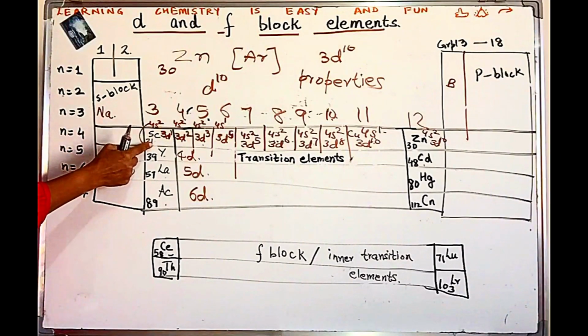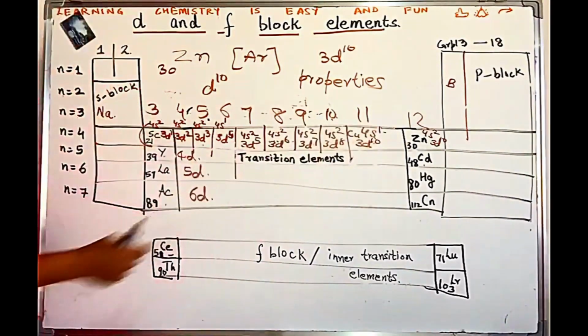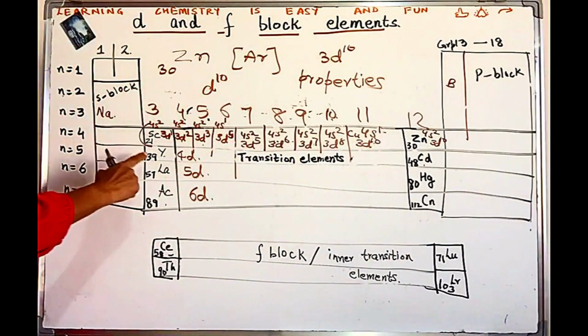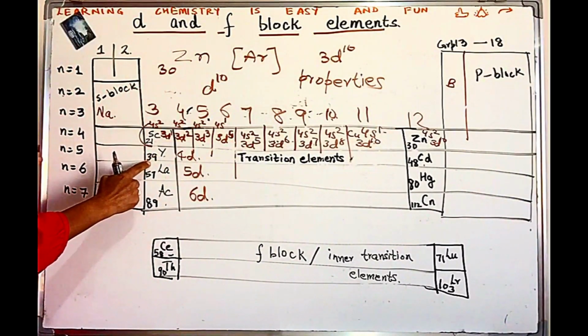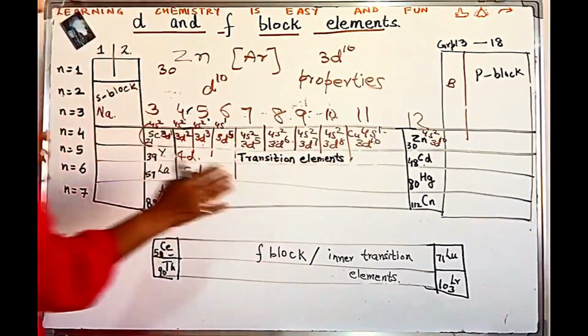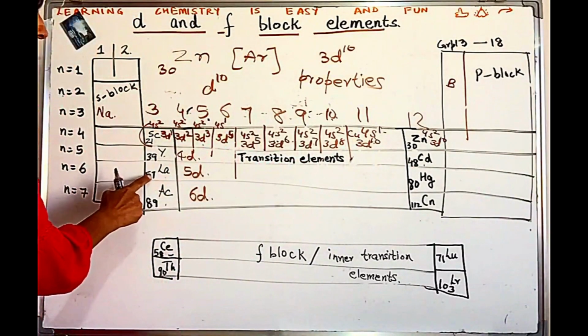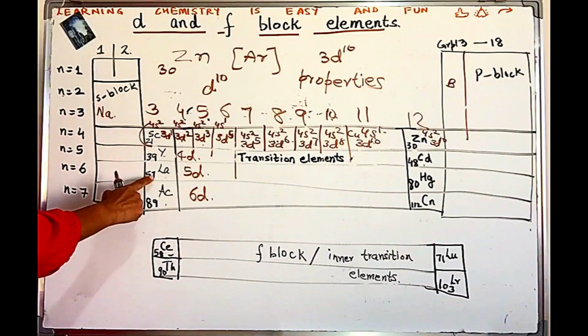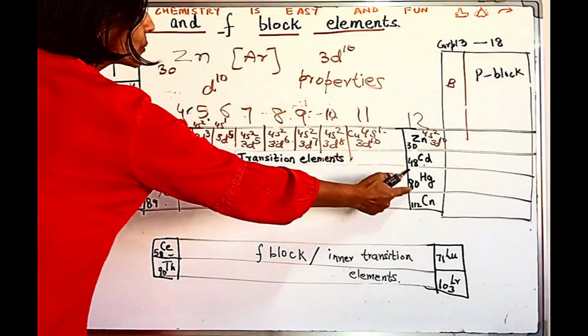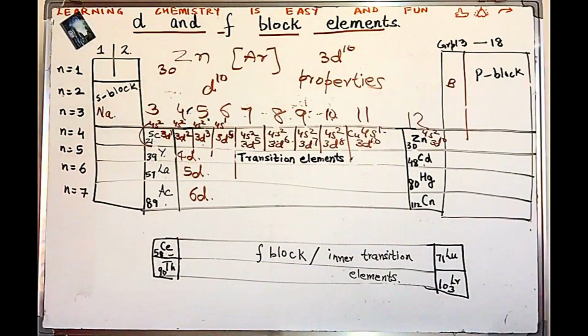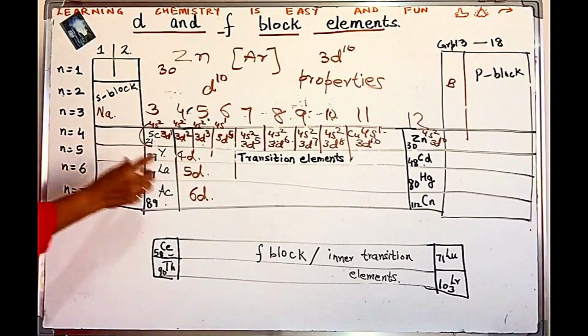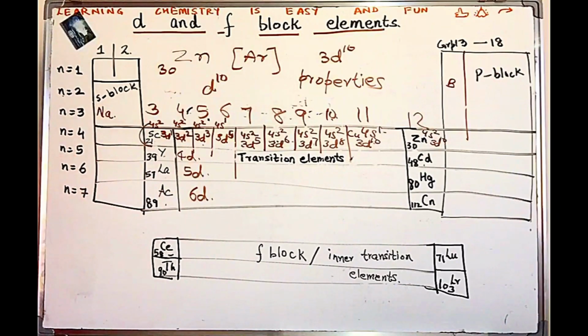In the 3d series, how many elements do I have? Starting from 21 to 30, there are 10 elements. In the 4d series, I have elements from 39 to 48, again 10 elements. Come to the 5d series, we've got 57 to 80, right? So there is an extra set of 14 elements. This is what we were talking about. So let's understand this part as well.